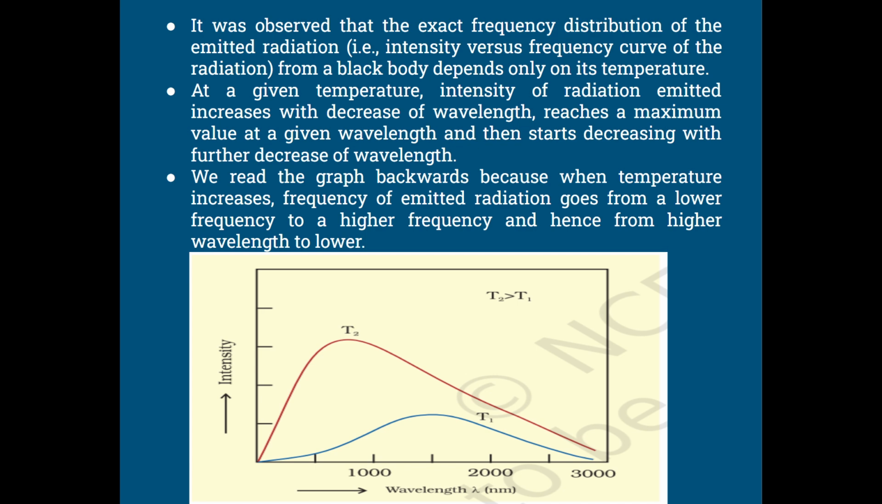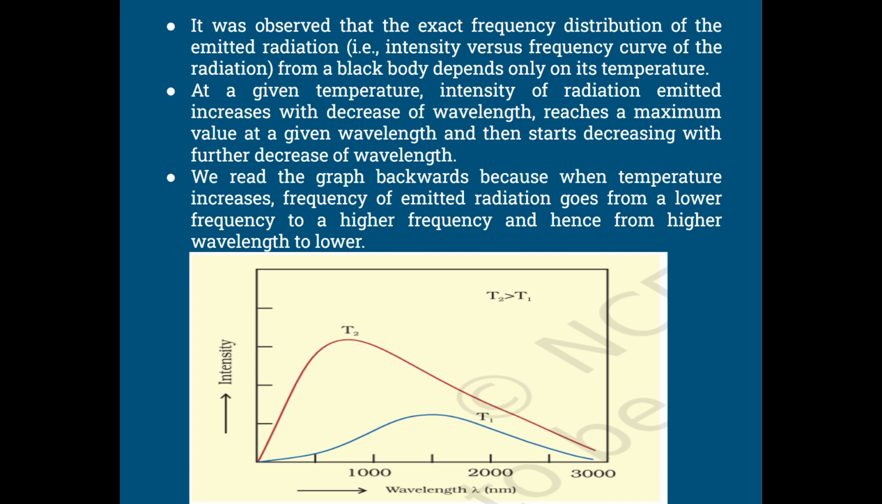Okay, so look at the second point on this slide. At a given temperature, intensity of radiation emitted increases with decrease of the wavelength. This means that when the wavelength is being decreased, the intensity of radiation emitted is increasing, but it reaches a maximum, and then when the wavelength is decreased further, the intensity also decreases. So this was the graph that I had to explain, and it is very important. Please learn these points and remember this graph because it is sometimes asked in the exam. Okay, and let's move to the next slide now.